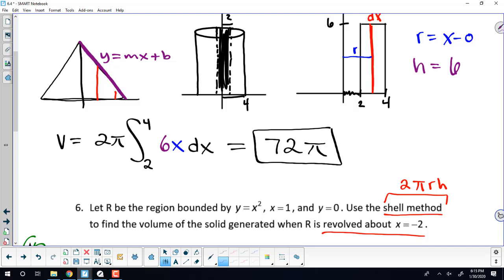Make sense? So would R be again x minus 0? Yeah, right, as long as you're revolving it around the y-axis. It'll always be that distance, x minus 0. Okay. Any other questions here?